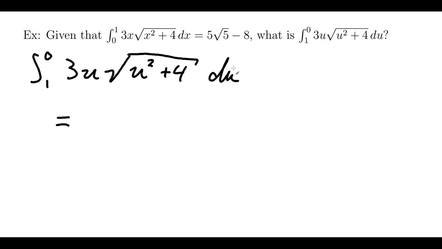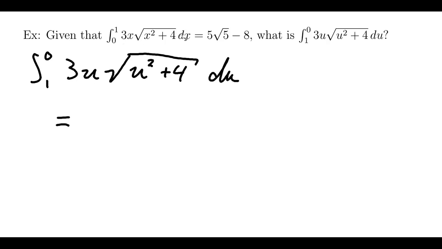So if we look at this, we want to find all of these similarities and differences. Starting off right off the bat, we look at the bounds on the integral. We have one that goes from 1 to 0. What we were given goes from 0 to 1. Those aren't the same, but they are the same numbers at least, so that looks related. We have 3u times the square root of u squared plus 4 du. This is 3x times the square root of x squared plus 4 dx. This is exactly the same structure, just with a different variable.